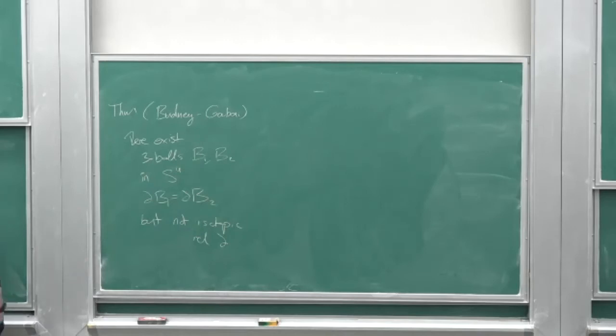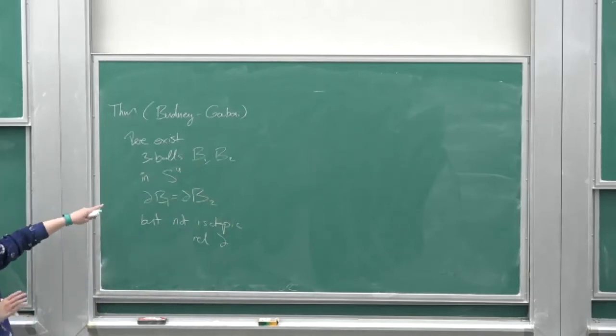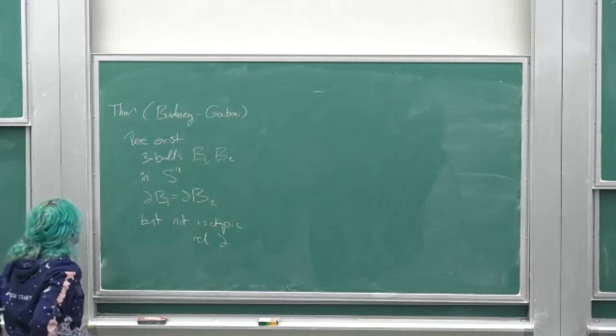I said two disks with the same boundary are isotopic rel boundary, and that it was a consequence of the Schoenflies conjecture, although I didn't tell you what that is. But this is related, but it doesn't disprove Schoenflies or anything, in case you would know to ask that. It doesn't.